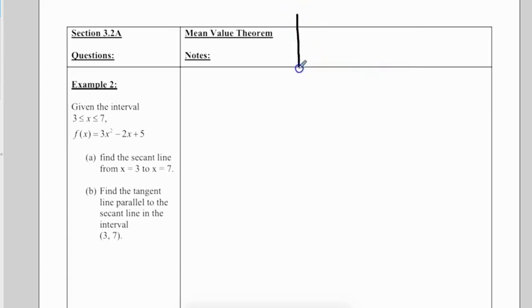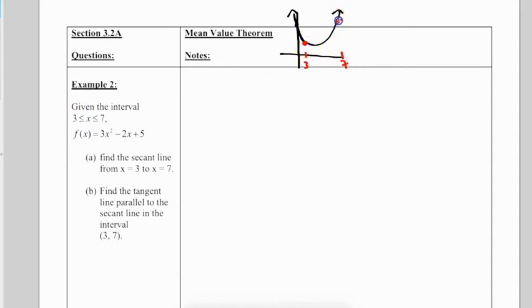It's not going to be great. That's fine, I just want an idea. Okay, I know it's a parabola, I know it's opening up, I know it has a y-intercept of 5, so it might look something like this. Beautiful, good job, Miss Dolans. And then I know that our interval that we are looking at is 3 to 7. Here's 3, here's 7.